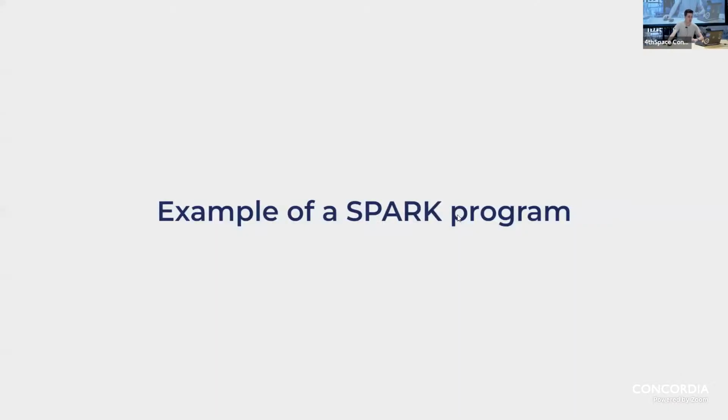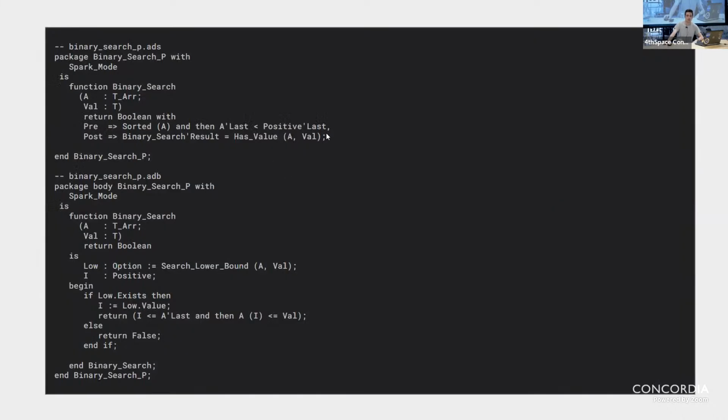So here's a small example of a Spark Ada program. This is an implementation of a binary search algorithm using Ada Spark. At the top here, you have what would be in an ADS file. If you've used C and C++, that would be the equivalent of a header file.